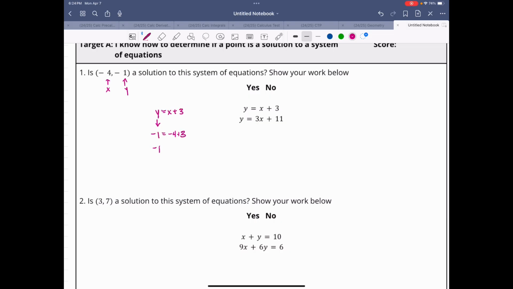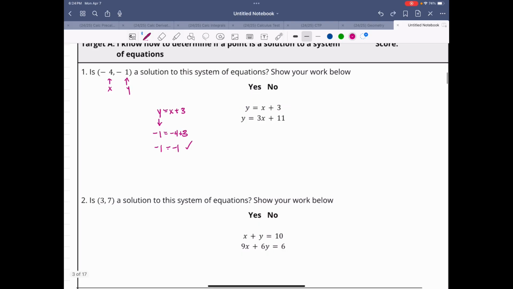So -1 is equal to, what is -4 plus 3? That's going to be -1 as well. So -1 is equal to -1, so we know that this point lies on this line. We now have to check that the same thing is true for our second equation. So start out by writing your equation out. Where you see a y, replace that with a -1. Where you see the x, replace that with -4.